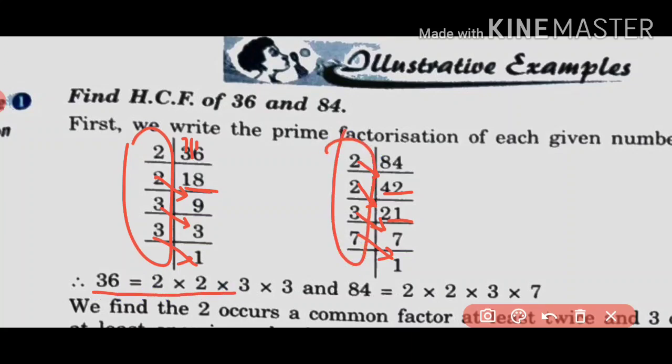Now write 36 is equal to 2 multiply 2 multiply 3 multiply 3. Same here 84, 2 multiply 2 multiply 3 multiply 7. So this is the prime factorization of 36 and 84.